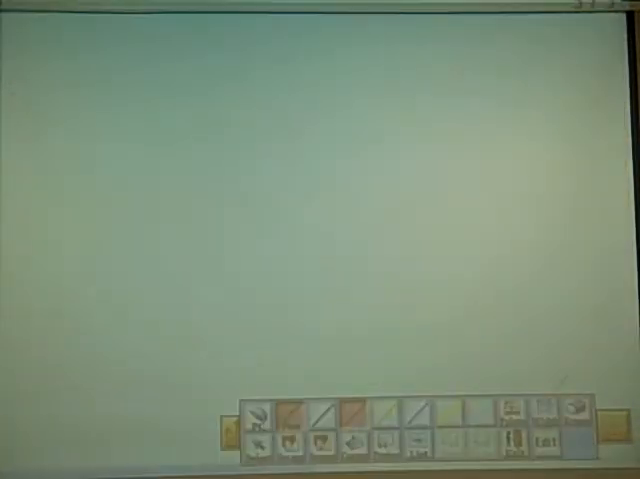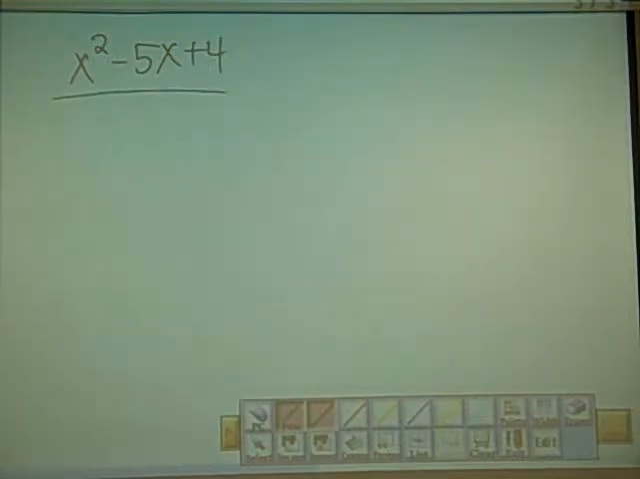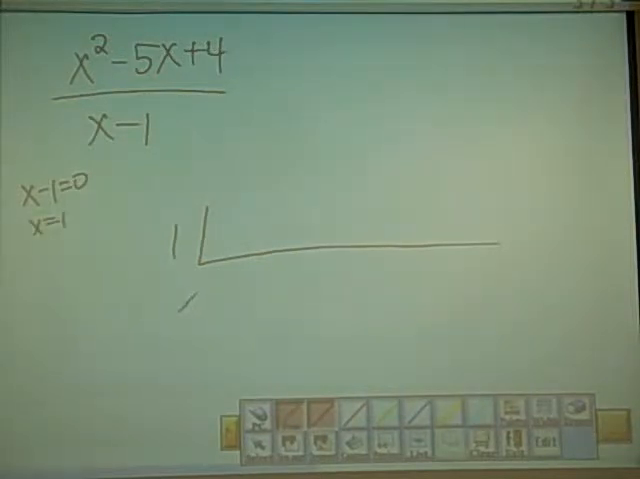In our synthetic division, here we have x squared minus 5x plus 4. And we divide that by x minus 1. So in our synthetic division, you could set it equal to 0. So your c value is going to be 1. So you put 1 there. You're going to put the opposite sign of what the x minus number value you have.